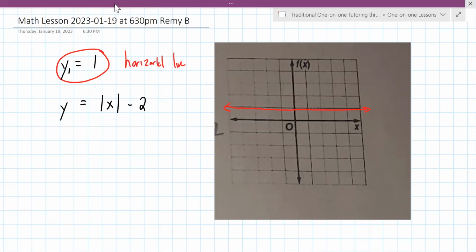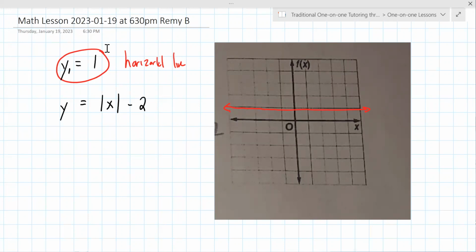Would I put in -2 as y1? Yes. And then x plus 1 is y2. Yes. Okay, cool. Gotcha. So the y1 is a horizontal line. Got that down. To do y2, we have to make a table.